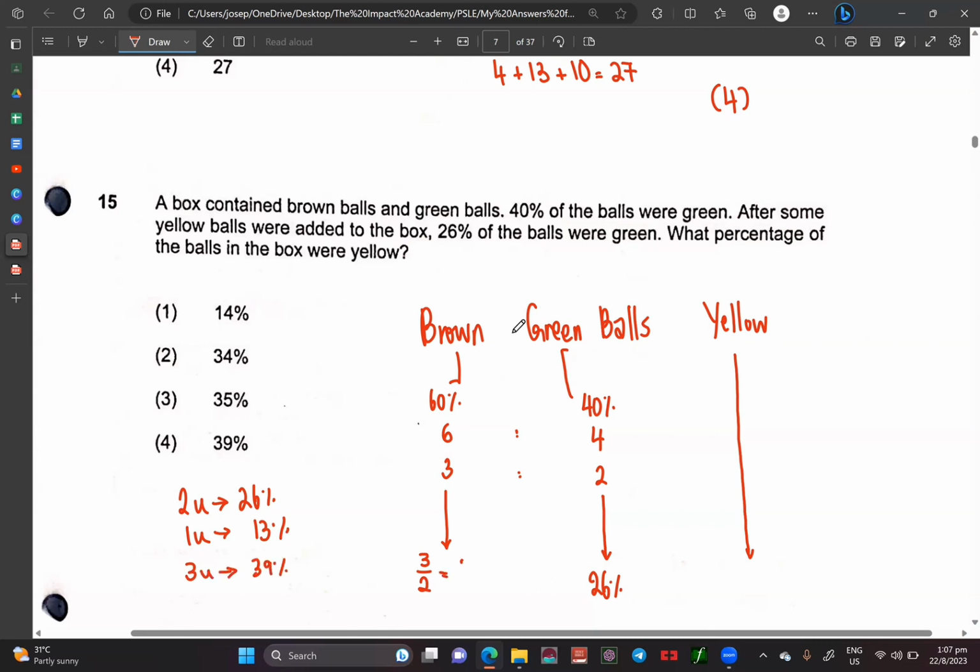So we know that this is simply 39% for brown. The reason why I can do this is simply because I know that brown and green do not change in value. So to find out my yellow balls, I just have to do 100% minus 39% minus 26%. When you do that, you get an answer of 35%. And this explains why your answer for this question has to be option number 3.